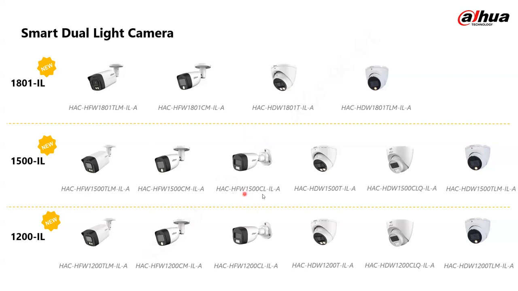Now, in this case, we have the CL function here, casing. We have a metal eyeball. We have an active deterrence bullet. This is an eyeball, not a bullet. You see, so there are so many features. There are so many categories you can get from this particular category of smart dual lighting that we have.